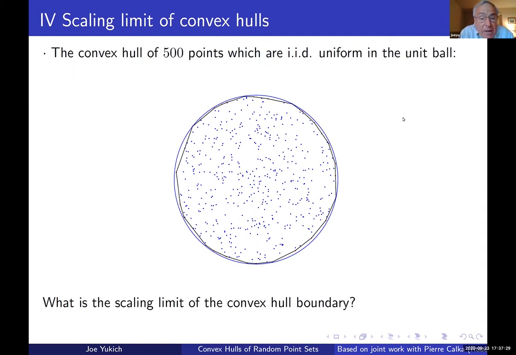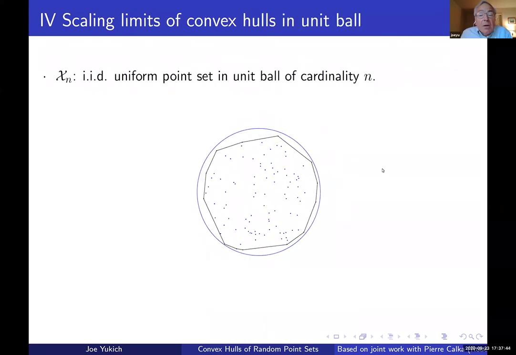What is the right scaling to use so that the boundary under rescaling converges to some limit? So what is the scaling limit? Let's understand this question by taking an IID uniform point set in the unit ball of cardinality n. This is called Xn. So by Xn, we always mean an IID uniform point set in the unit ball of cardinality n. Here is Xn and its convex hull.